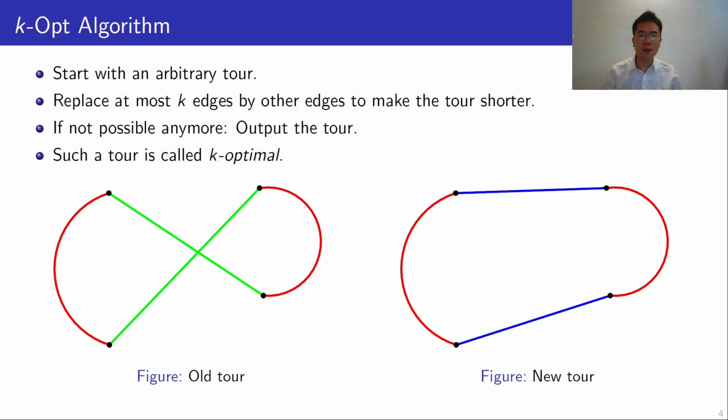The Kernighan algorithm is also a local search algorithm, so it also starts with an arbitrary tour and tries to improve the tour in every iteration. But in contrast to the k-opt algorithm, the maximum number of edges it replaces in every iteration, so k in this case, is not fixed in advance. So it is a little bit more complicated, and this talk will just focus on the k-opt algorithm.